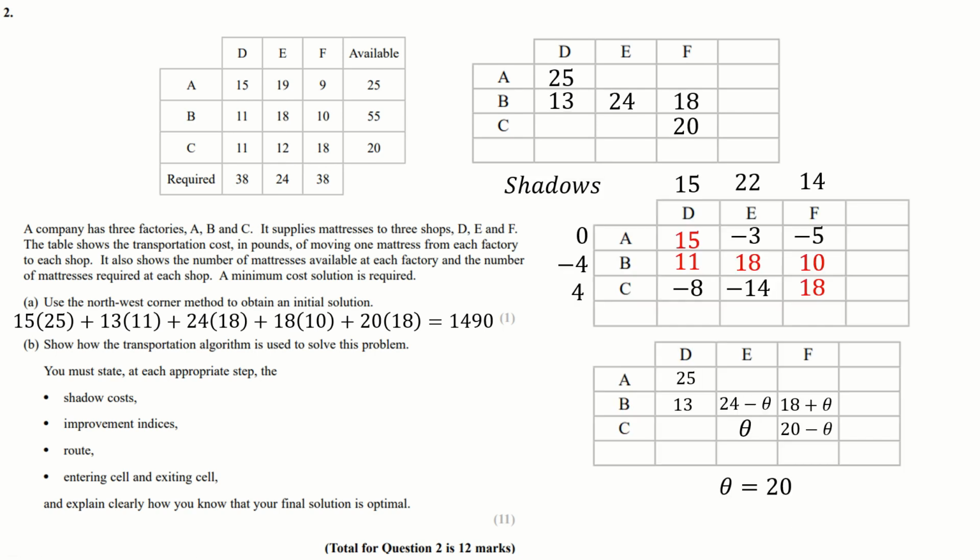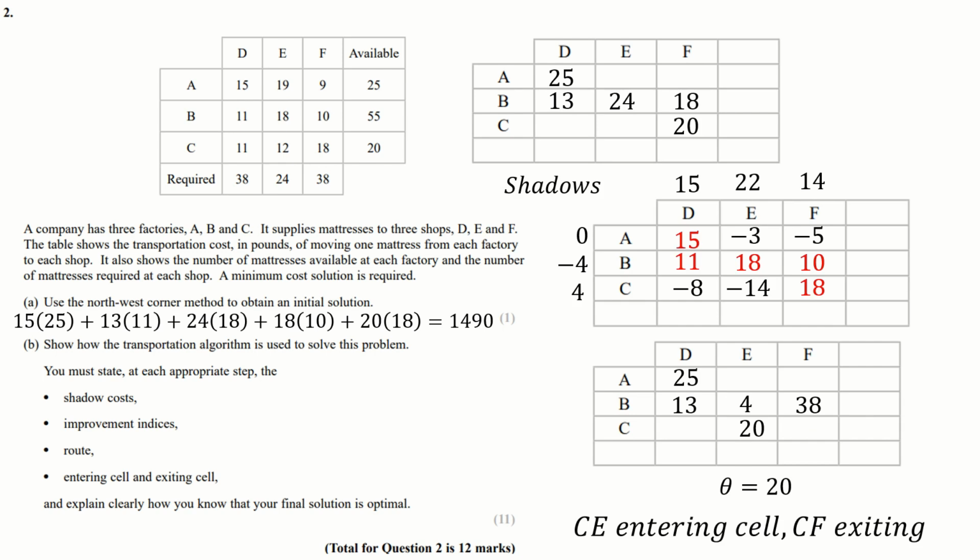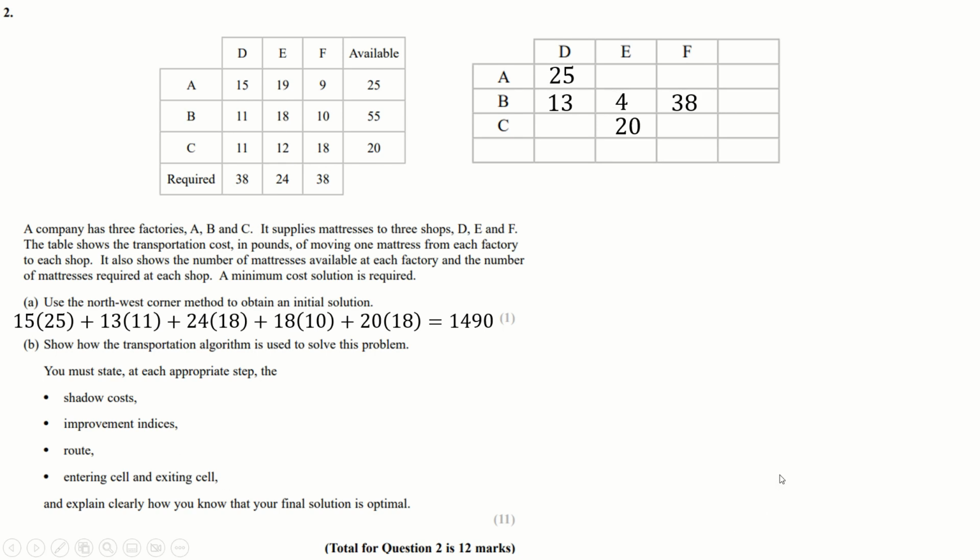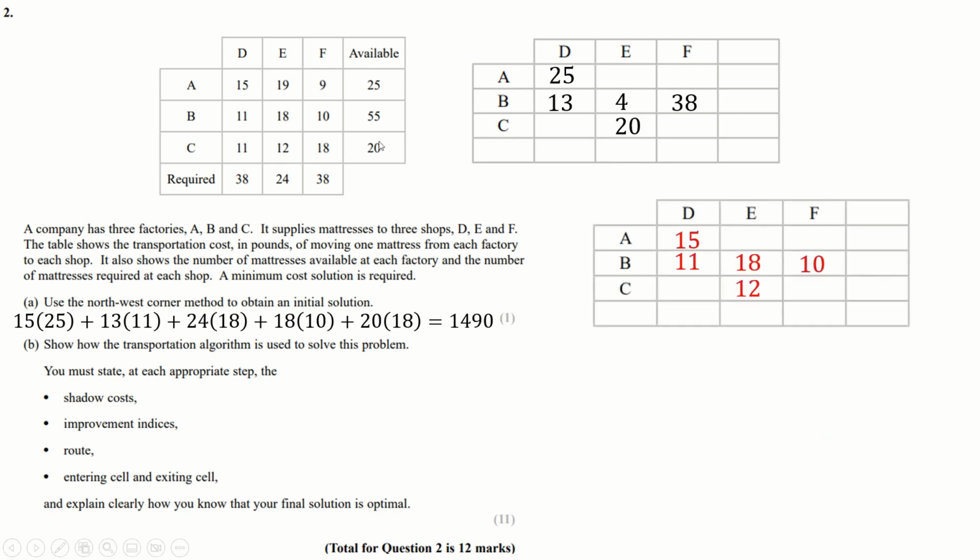So I've just replaced all those thetas with 20s, and I got these numbers here. Those are the exiting and entering cells, which they always want you to write down. And this will be our next stage. We can do exactly the same thing again to see whether this is optimal or not. I put the numbers that I'm actually using in red.